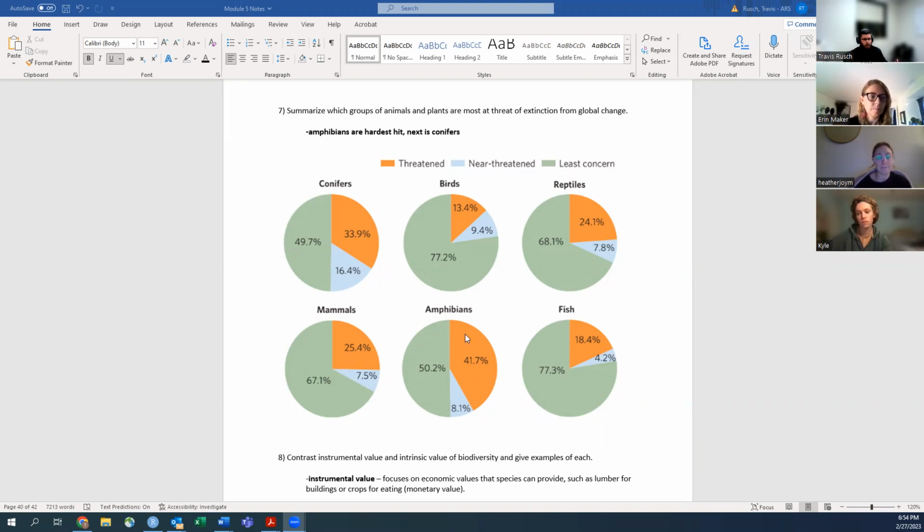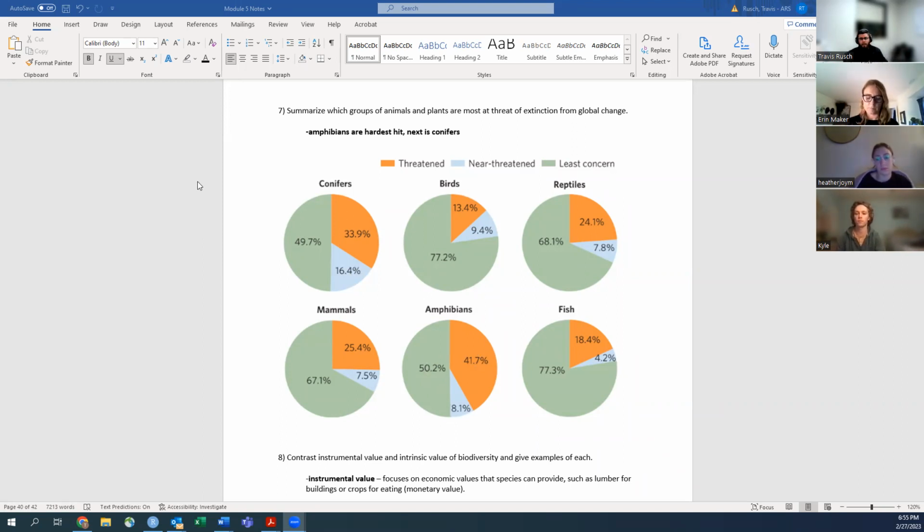Yeah, so they have the biggest orange slice, which means threatened. And they also have some part that are near threatened. So 50% is threatened or near threatened, right? Conifers is pretty close. It has about 50% in those two categories as well, but there's a little bit more blue and a little less orange compared to amphibians. So if we're going to compare them, this one might be a little bit more concerned than this one. So just being able to interpret this one, it could be the opposite question.